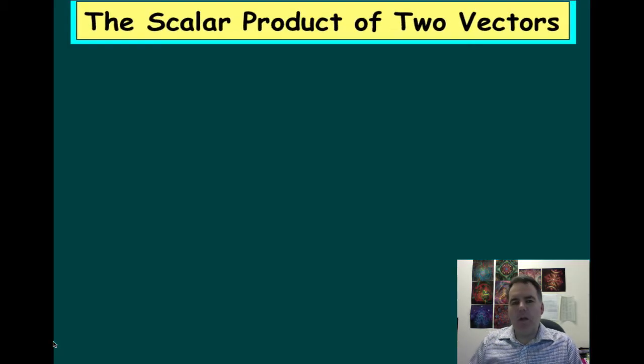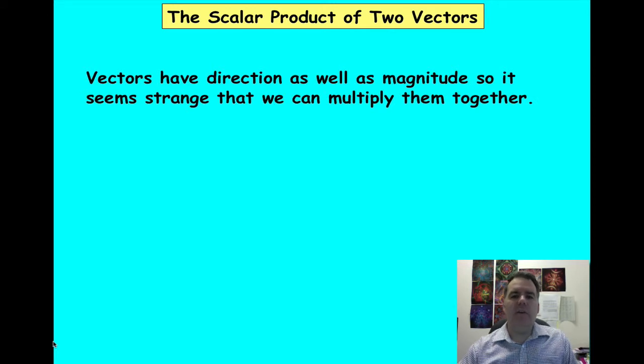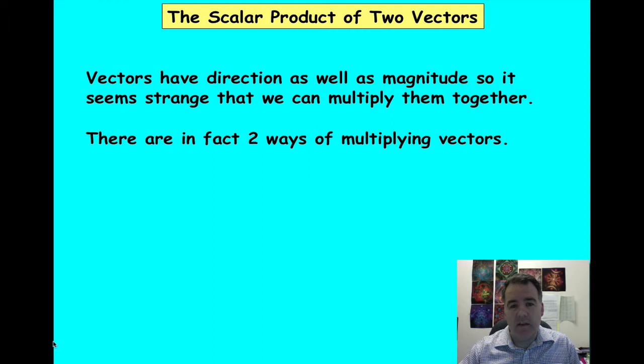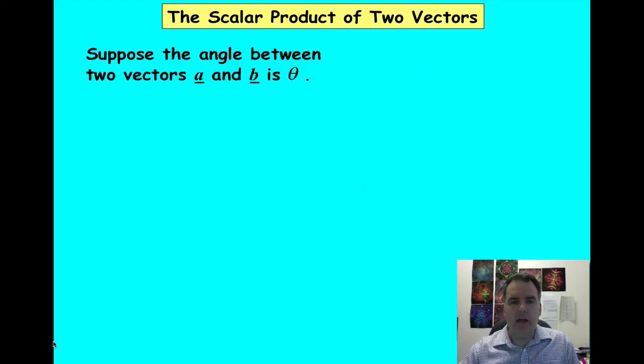Hi everyone, in this video we're going to look at the scalar product of two vectors. This is the third unit on vectors, and we're going to deal with this thing called the scalar product. It seems a strange idea that we want to multiply vectors together. That's a bit weird, but there are two ways of doing it. One we'll learn next year. This one is called the scalar product. So let's look at how we do it.